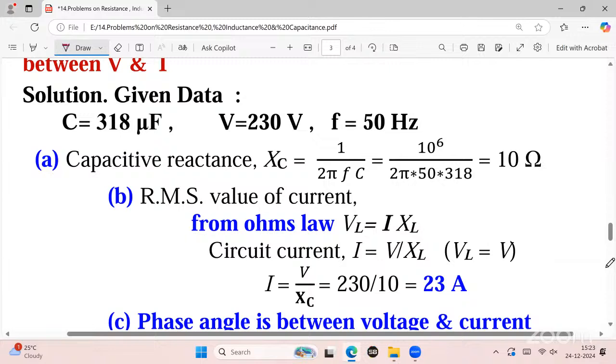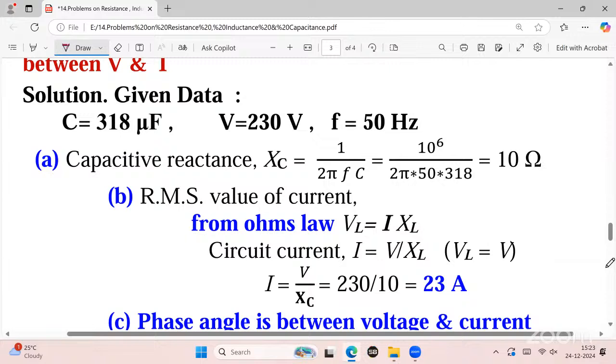A bit. Capacitive reactance Xc is equal to 1 by omega C is equal to 1 by 2 pi fC is equal to 10 ohms. B bit.